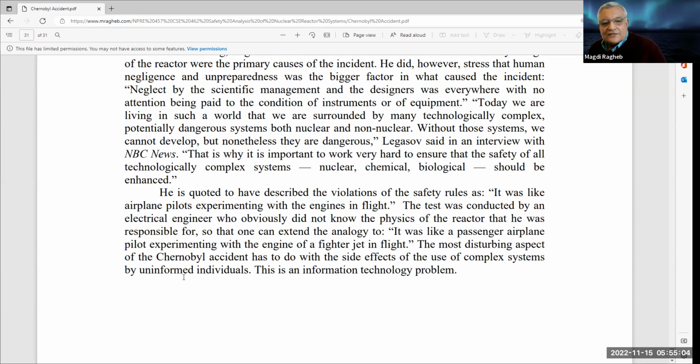The most disturbing aspect of the Chernobyl accident has to do with the side effect of the use of complex systems by uninformed individuals. So we can go back to the chapter earlier in the semester about complex systems. Individuals that use complex systems should be well informed, otherwise the whole of humanity suffers from it.